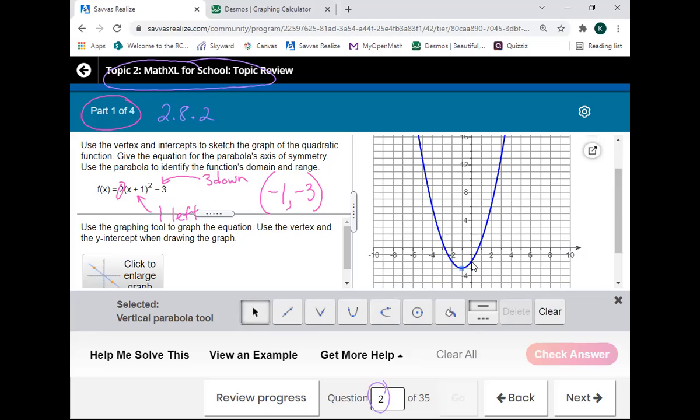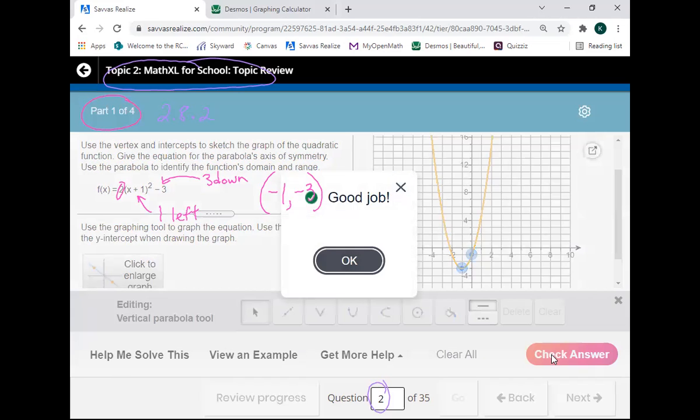over 1 and up 1 for the first point, if you were just doing a plain parent graph of x squared, because 1 squared would be 1. But when you have that 2 out front, that means you're going to double it. So for your first point away from the vertex, over 1 up 2, I'll set my second point. And let's check that one.